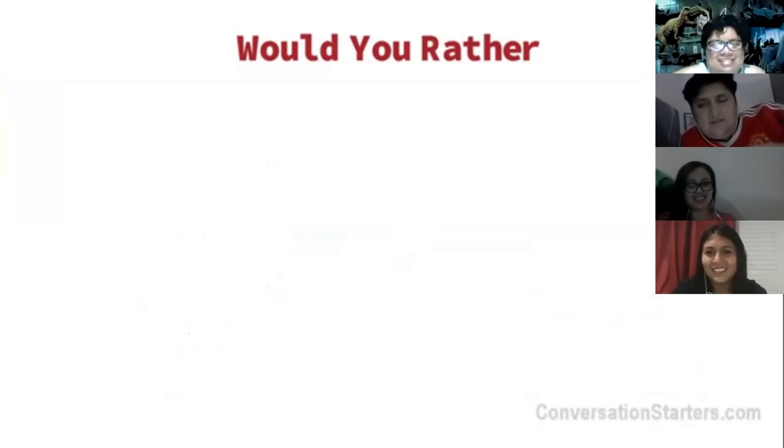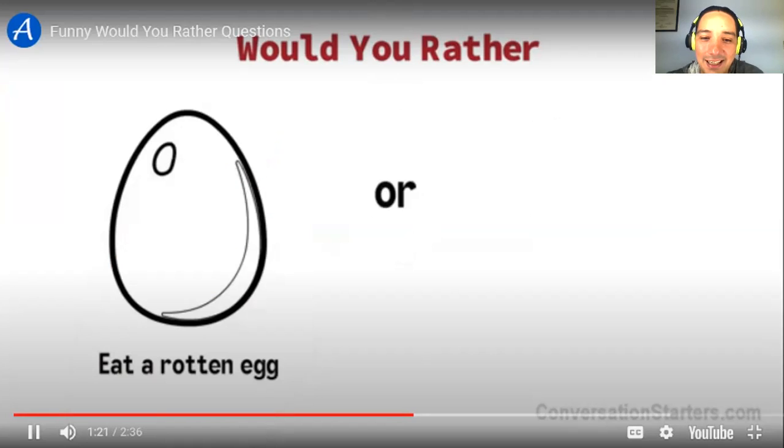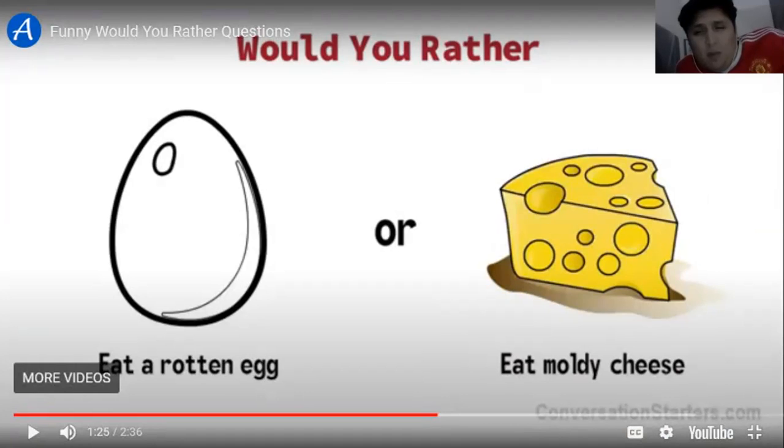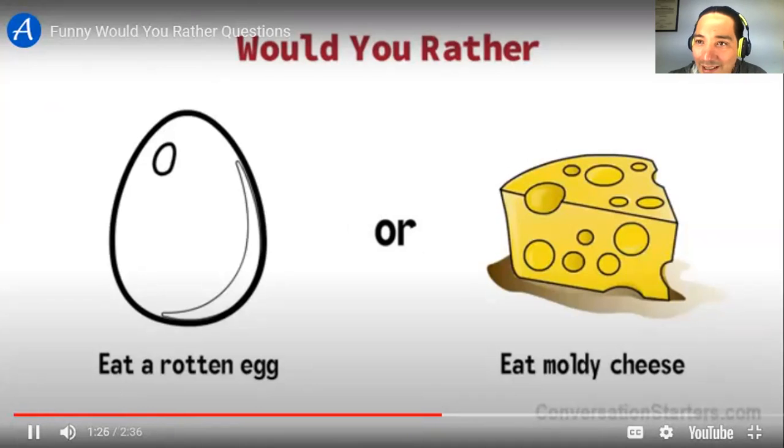Would you rather eat a rotten egg or eat moldy cheese? Okay. Alvin, would you rather eat a rotten egg or eat moldy cheese? You know what a rotten egg is? I'd rather eat moldy cheese. Really? Well, we all have to die of something, right? You're totally right on that. Okay, moldy is when the cheese goes green and there's mold, musgo. And rotten is podrido, right? Yeah, very good. So moldy cheese instead of a rotten egg. Okay, good.